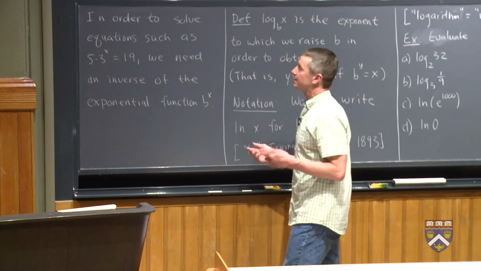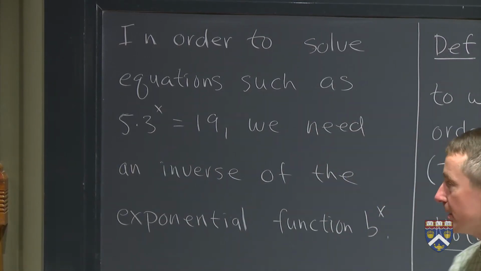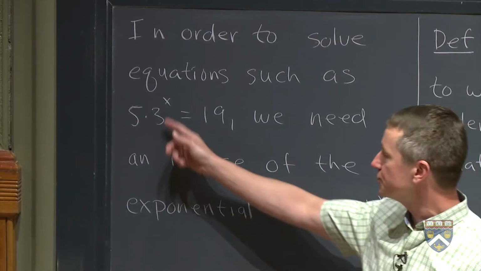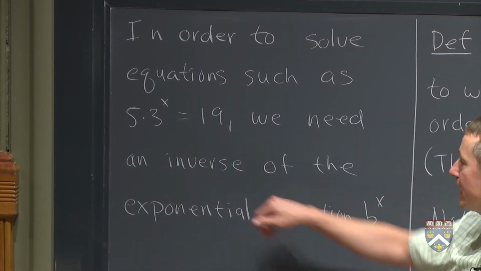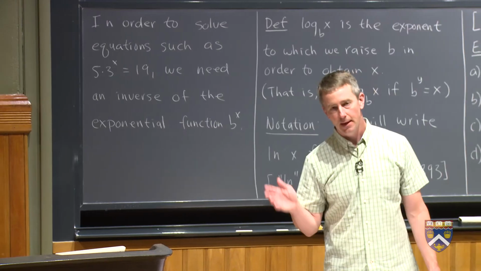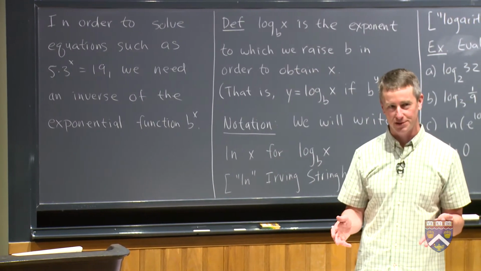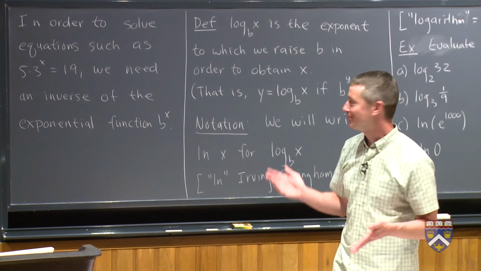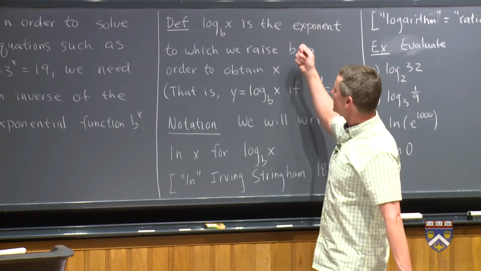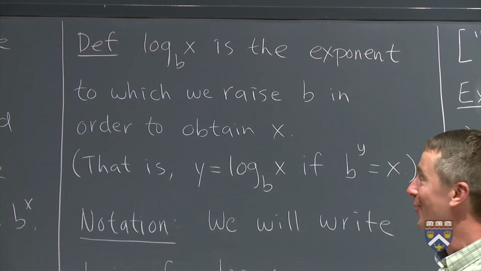So, for example, if we want to solve an equation such as this, 5 times 3 to the x equals 19, we need some way to get this x here by itself. That means we need a way to undo this 3 to the x function. So we need an inverse of the generic exponential function b to the x. And unlike last week where, for example, the inverse of the cubing function was called the cube root function, their names really sound very similar. For historical reasons, which we'll come to in a second, the inverse of an exponential function is actually called logarithm, not called anti-exponential or unexponential or anything like that.